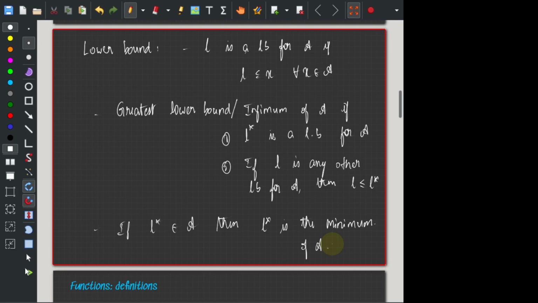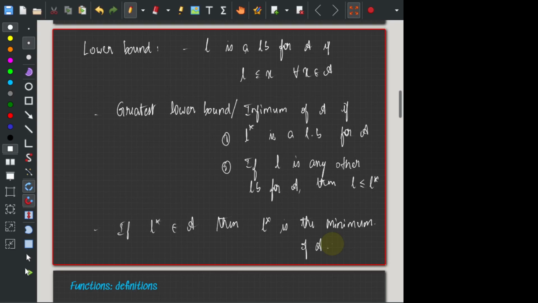So firstly, if I take any subset of the reals, does the supremum and infimum always exist for this subset? No? Can you give an example of a subset which does not have a supremum? Sorry? X greater than 0. Okay, so in this case, it does not have a supremum.